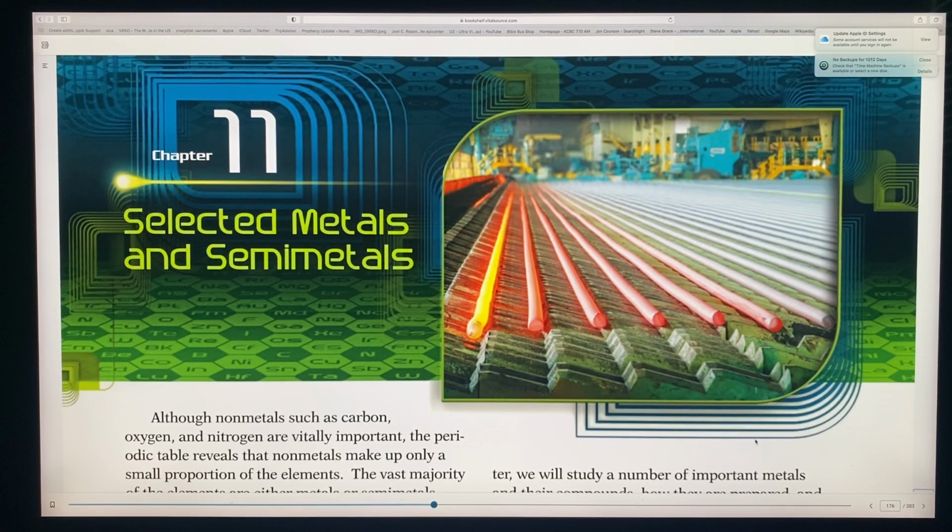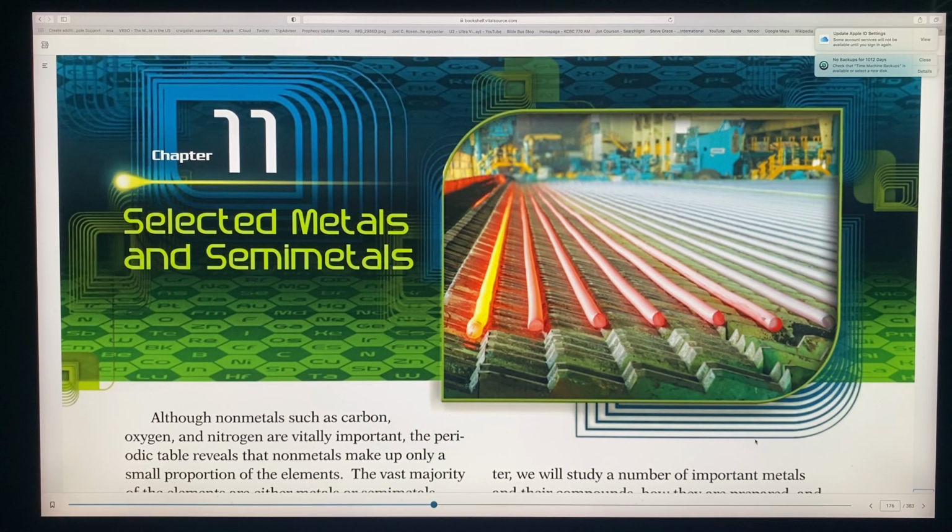So we're in your chemistry book, chapter 11, selected metals and semi-metals. We just finished chapter 10 that went over non-metals in the periodic table. And now we're going to go over metals and semi-metals, which are very important elements indeed. The vast majority of elements are actually metals and semi-metals. Non-metals make up only a very small portion of the periodic table.